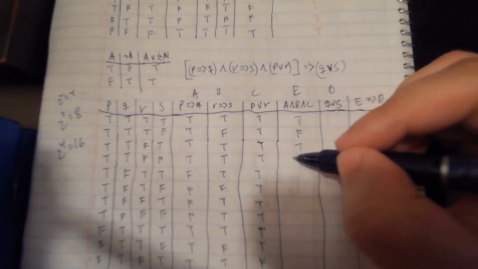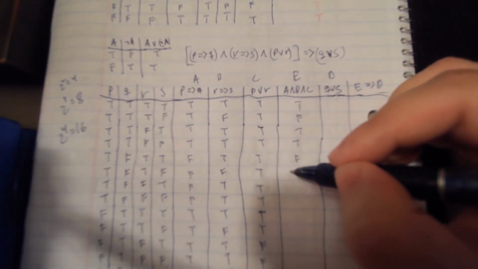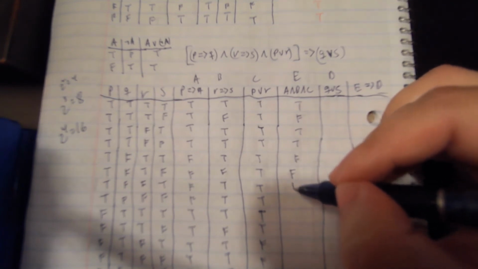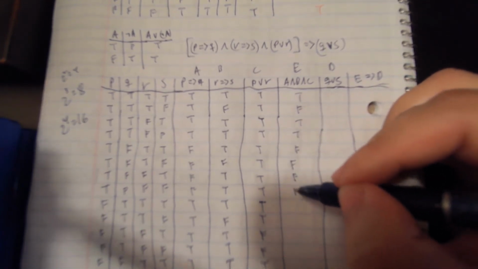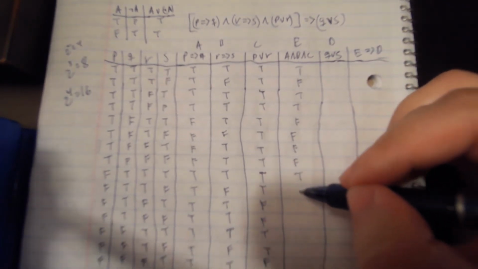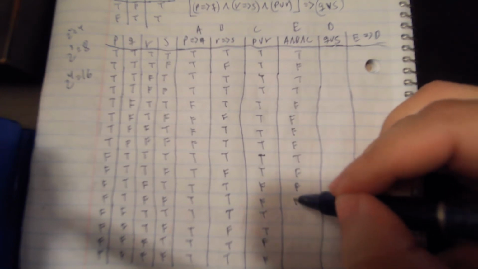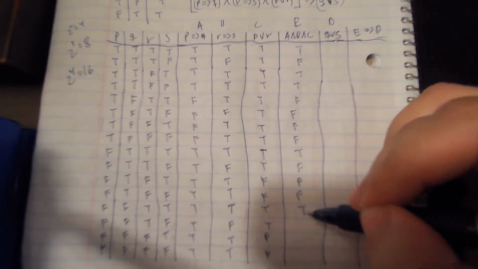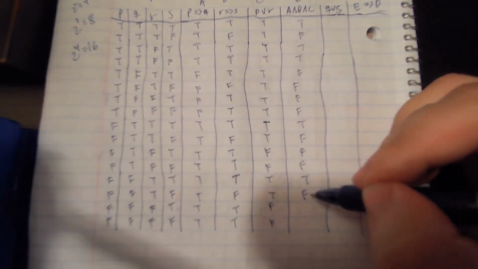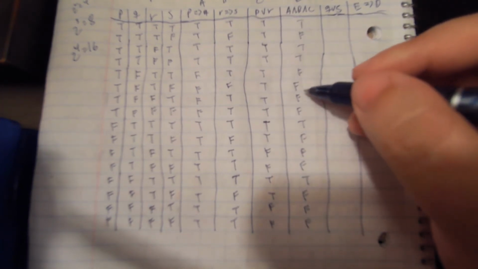True. One false, so it's false. And more than one false. False. True. False. True. False. Was there a pattern to this? I'm not sure that there was.